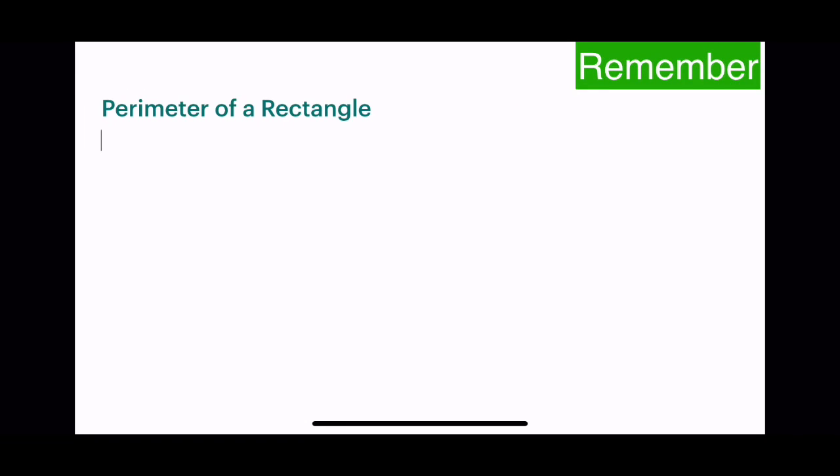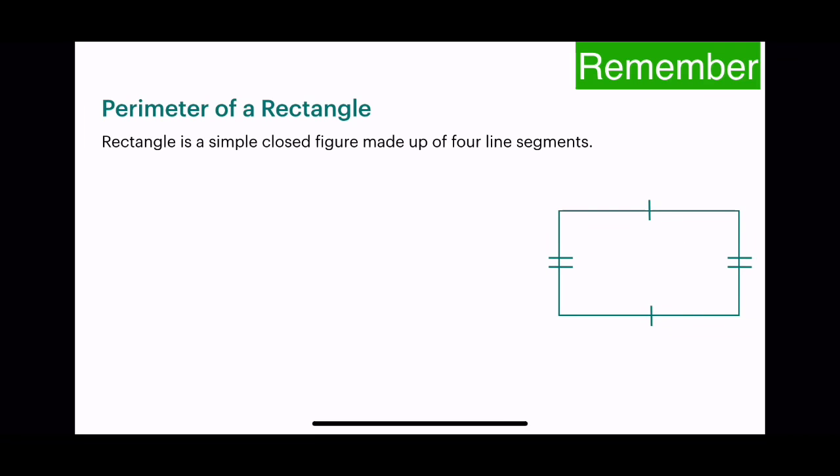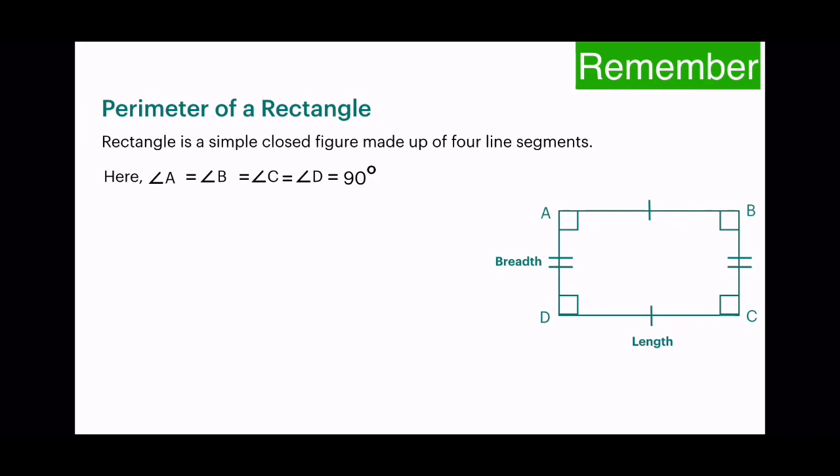Perimeter of a rectangle. A rectangle is a simple closed figure made up of 4 line segments. Here, angle A is equal to angle B, which is equal to angle C, which is again equal to angle D, and all are equal to 90 degrees. That is, all the angles are right angles. AB is equal to CD, which is equal to the length of the rectangle, and BC is equal to AD, which is the breadth of the rectangle. That is, in a rectangle, opposite sides are equal.